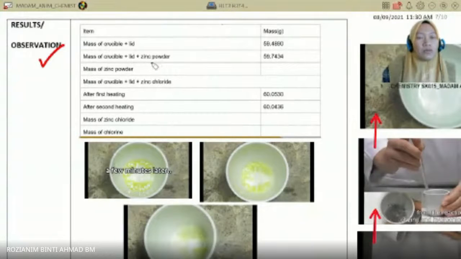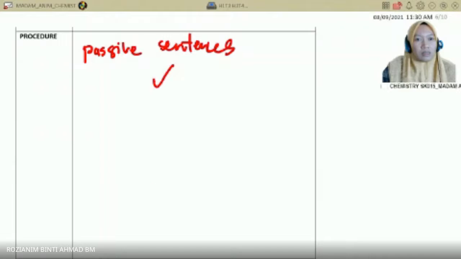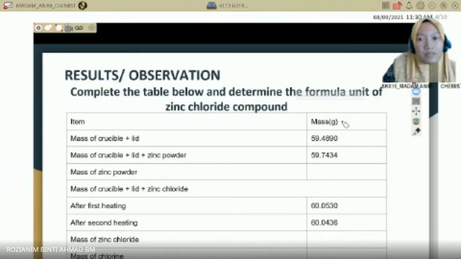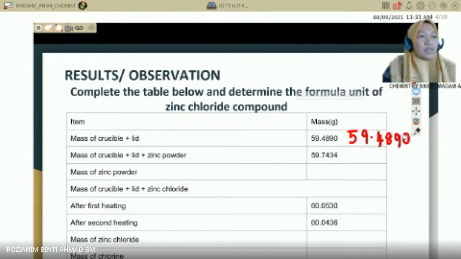Okay, after that we add the zinc powder, so we have the addition of mass. Is the number clear? Can you see it? Okay, so the first data is 59.4890. This is your first data.